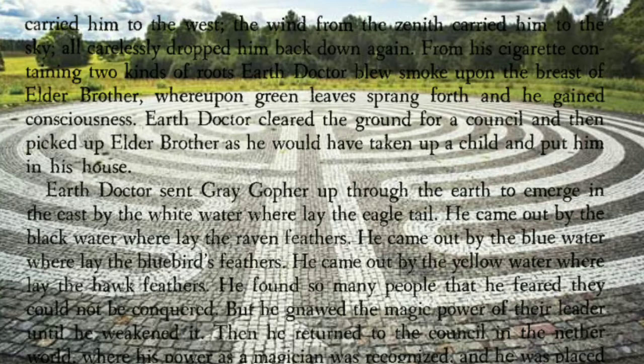Earth Doctor sent Gray Gopher up through the earth to emerge in the east by the white water where lay the eagle tail. He came out by the black water where lay the raven feathers. He came out by the blue water where lay the bluebird's feathers. He came out by the yellow water where lay the hawk's feathers. He found so many people that he feared they would not be conquered. But he gnawed the magic power of their leader until he weakened it.